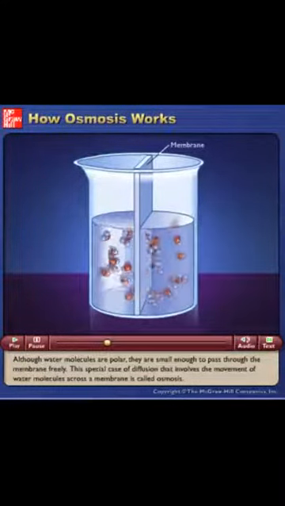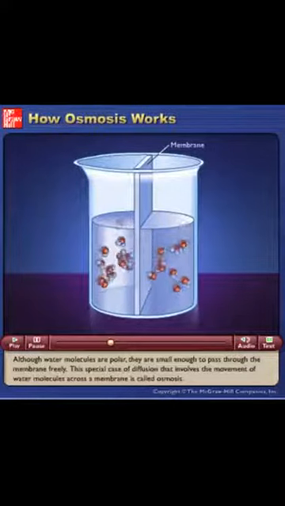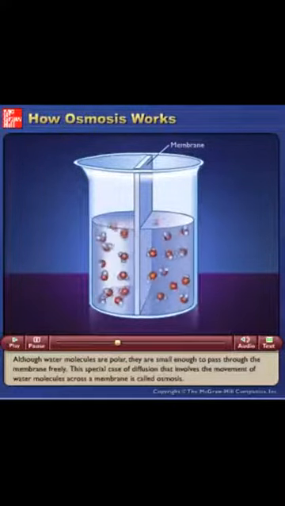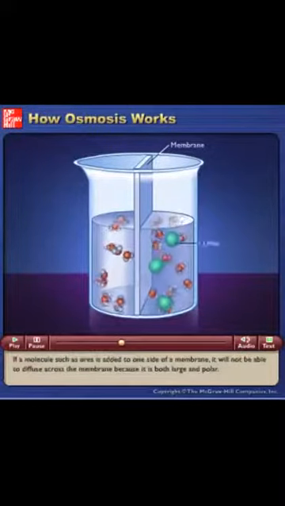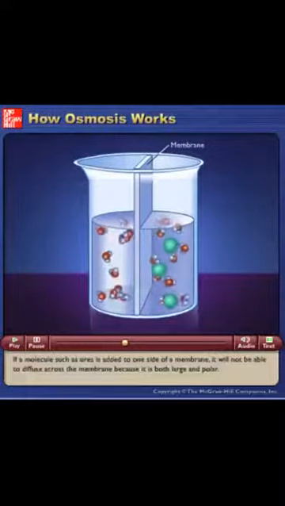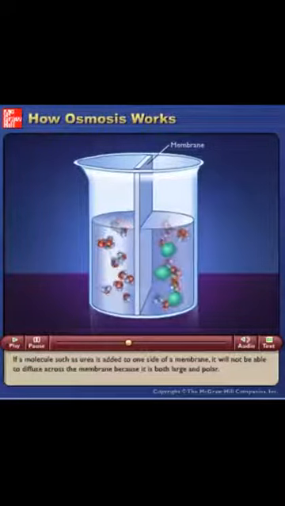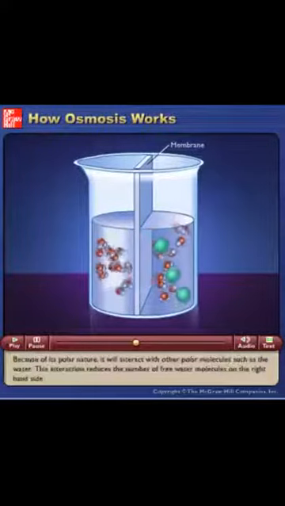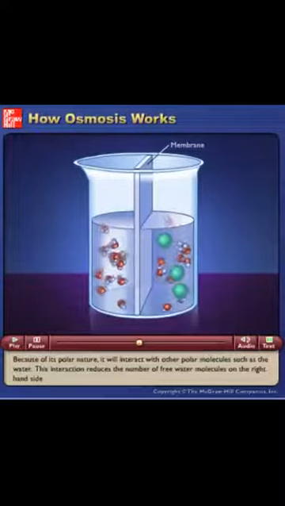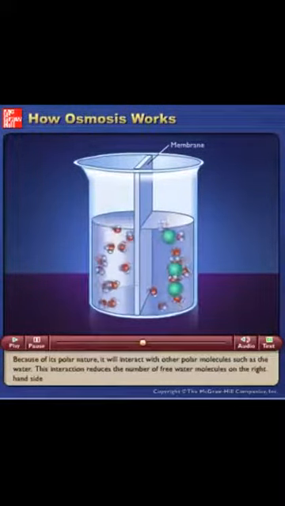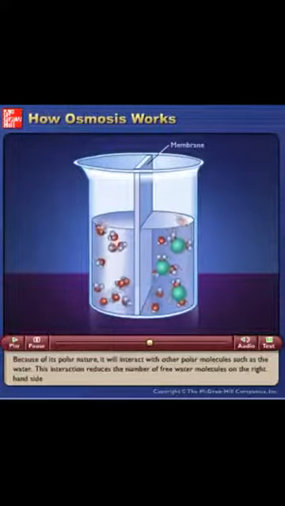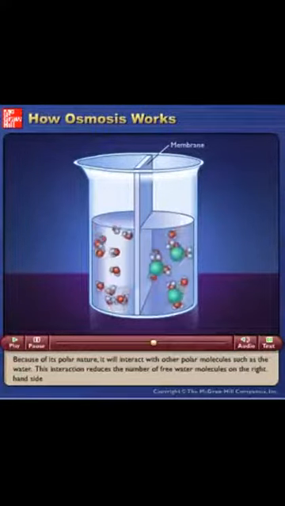This special case of diffusion that involves the movement of water molecules across a membrane is called osmosis. If a molecule, such as urea, is added to one side of a membrane, it will not be able to diffuse across the membrane because it is both large and polar. Because of its polar nature, it will interact with other polar molecules such as the water. This interaction reduces the number of free water molecules on the right-hand side.